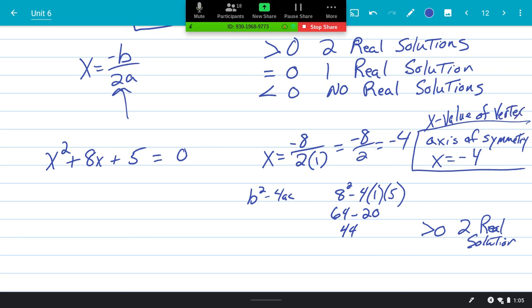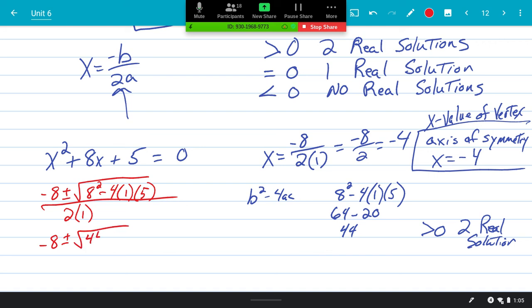Okay, now let's use it. Let's go back to red and use it to find our solutions now. So I've got negative 8 plus or minus the square root of 8 squared minus 4 times 1 times 5, all over 2 times 1. So negative 8 plus or minus the square root of 44. Remember, I did that work over here, right? All over 2a.